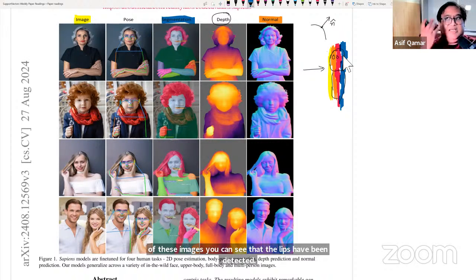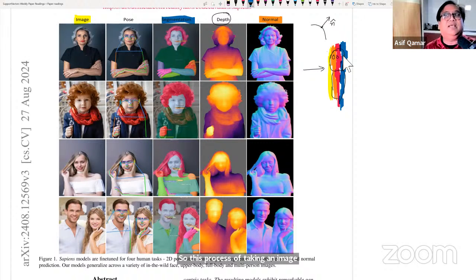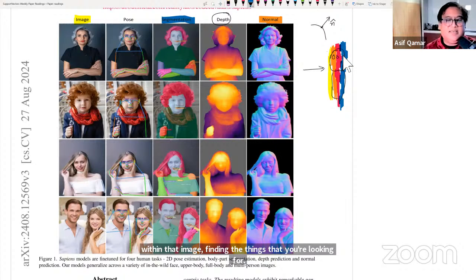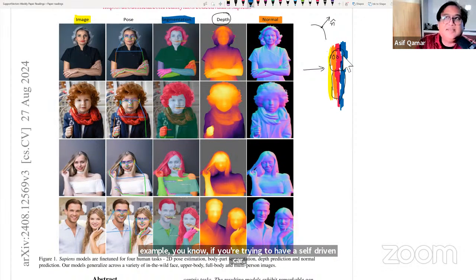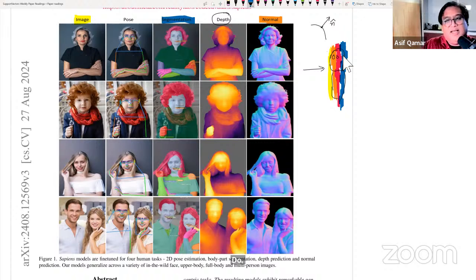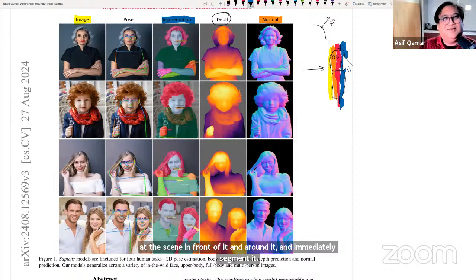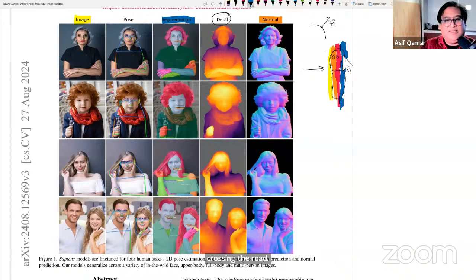So this process of taking an image and within that image, finding the things that you're looking for is called segmentation. Right? It again, in computer vision, is ubiquitous. For example, if you're trying to have a self-driven car, you would want that car to look at the scene in front of it and around it and immediately segment it to tell that this is the road and there's a pedestrian crossing the road, isn't it? And so on and so forth, or that there's a traffic light coming or a stop sign coming. All of those things are achieved through segmentation. So that's the job of segmentation.